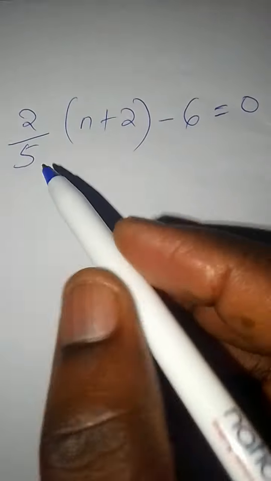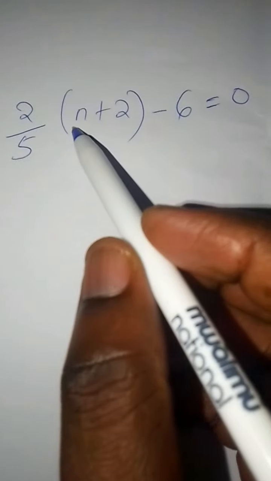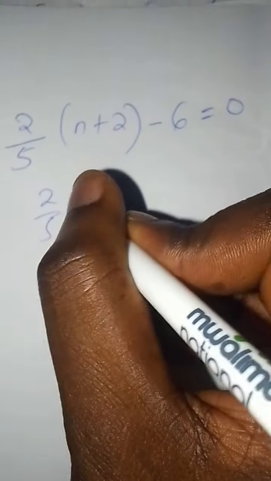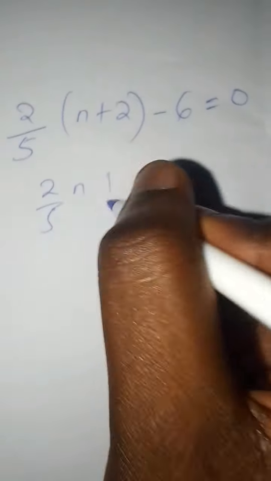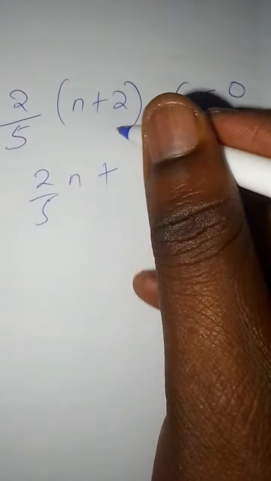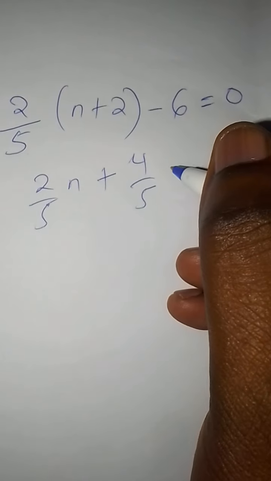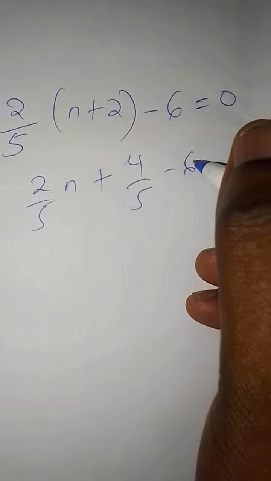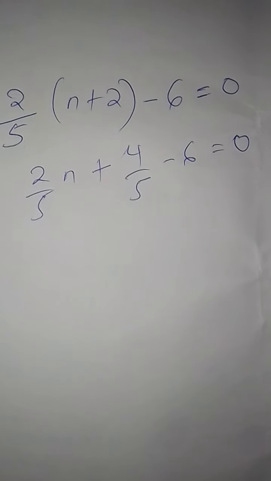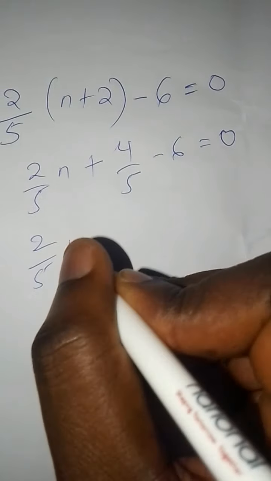So the first thing that you're going to do, we are going to open the bracket. So we're going to say 2/5 multiplied by the number inside the bracket. So we shall have 2/5 n, then from there we shall have plus 2/5 multiplied by 2, we shall have 4/5, minus 6 is equal to 0.